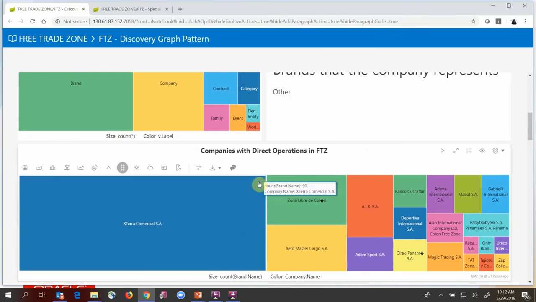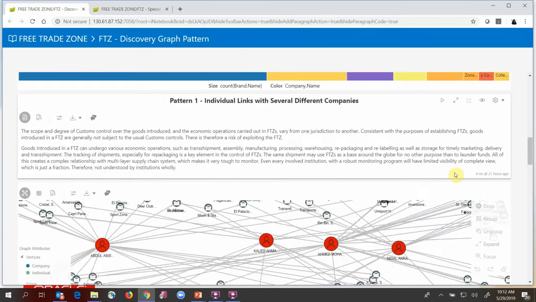Here we have the list of all the companies which have direct operations in free trade zones. If you see this example, Xterra Commercial, it is represented in the biggest box because it deals in the highest number of brands, which is 90.